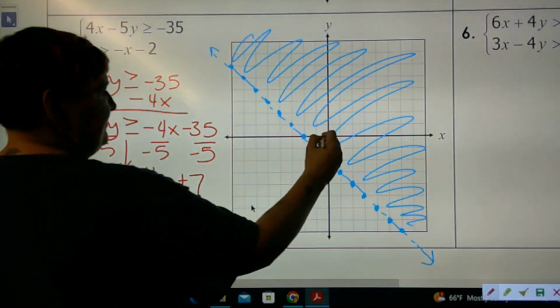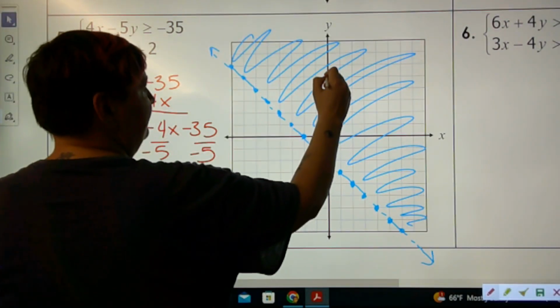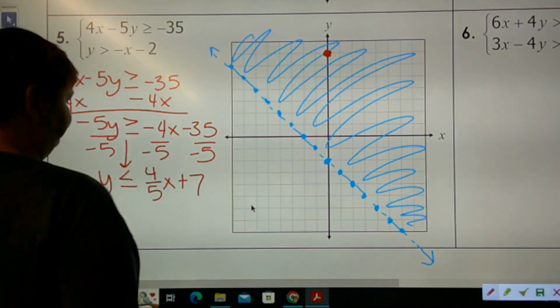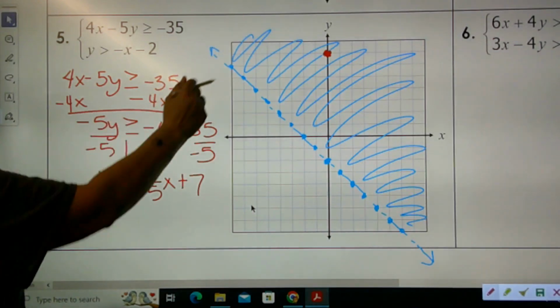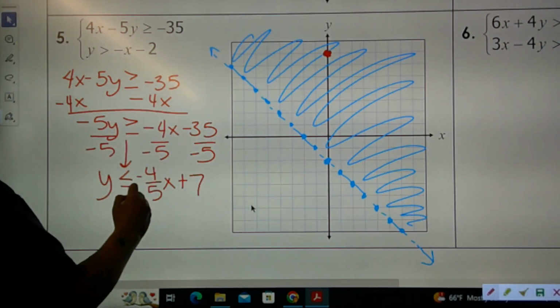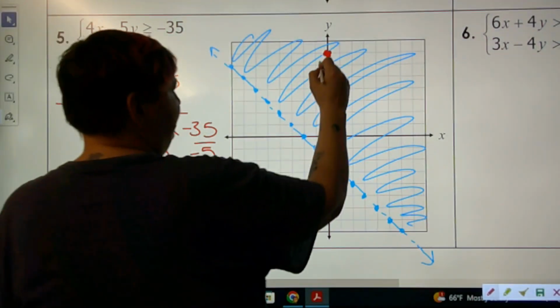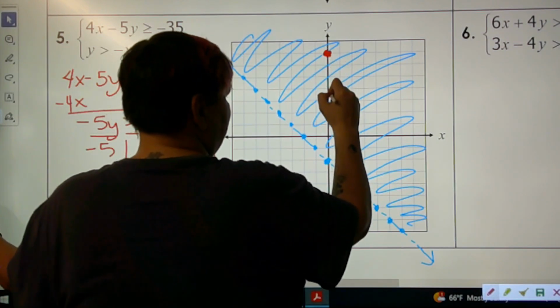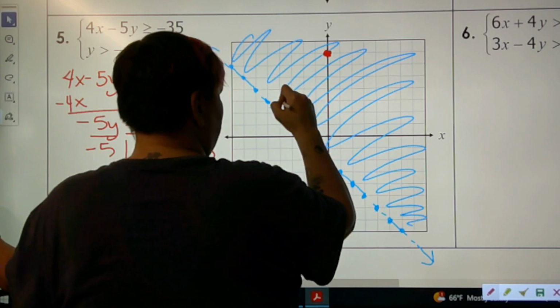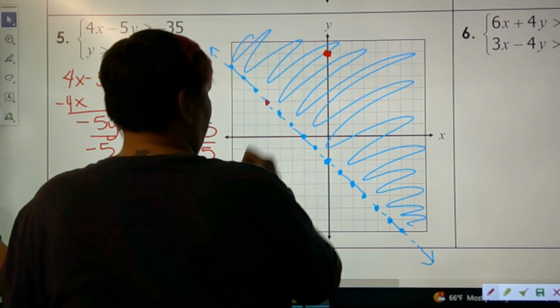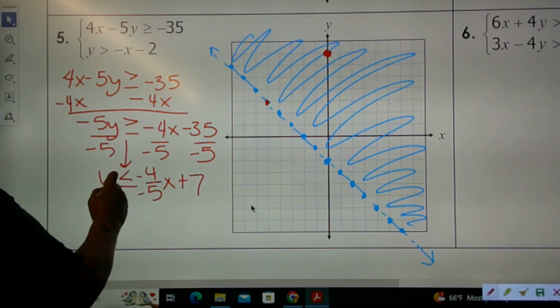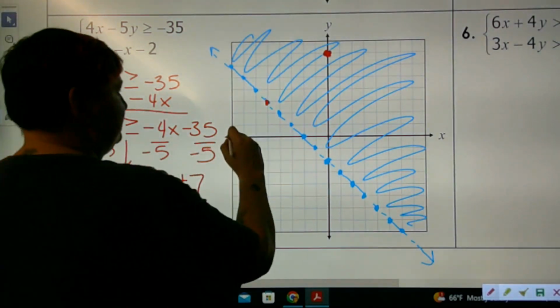All right, so positive 7. 1, 2, 3, 4, 5, 6, 7. We can't go up, so we're going to go down 4, left 5. 1, 2, 3, 4. 1, 2, 3, 4, 5. I'm not going to fit another line on there. And it's less than or equal, so we can do solid.